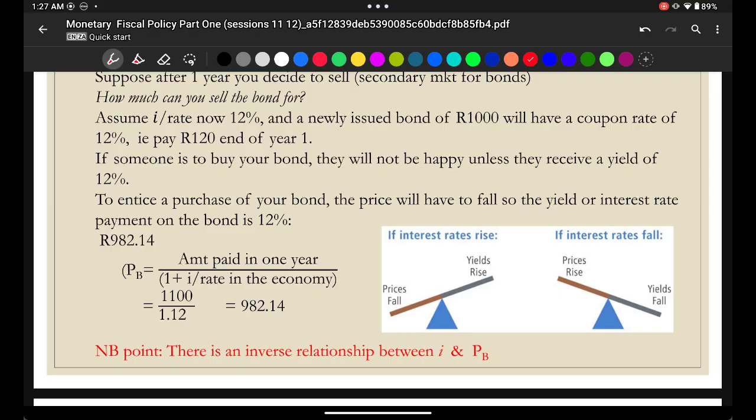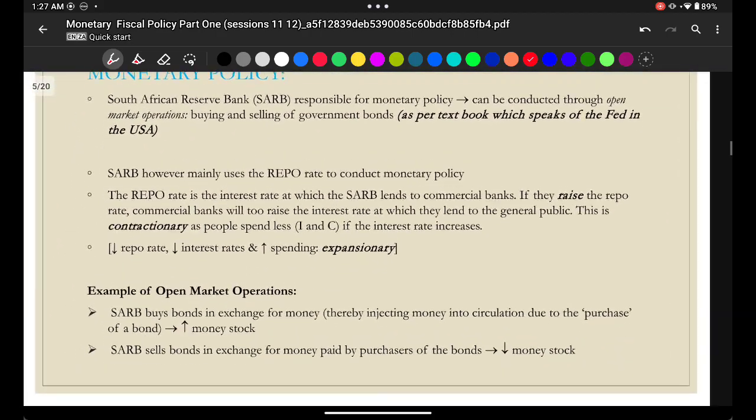Now, why is this important? Say people want more bonds, right? People wanting something, that something the price will increase. So bonds will increase. That means interest rate goes down. So yeah, they have an inverse relationship.